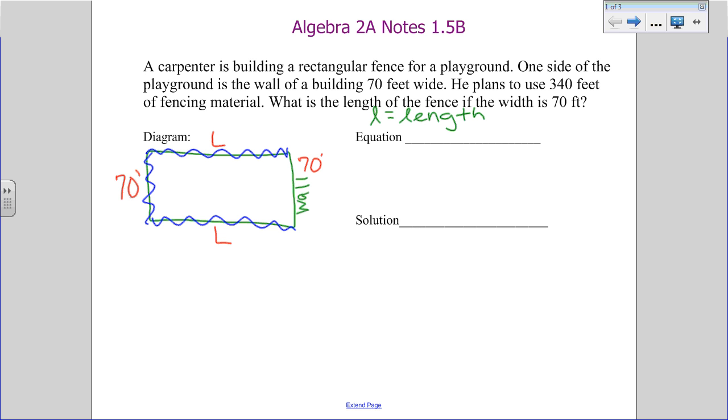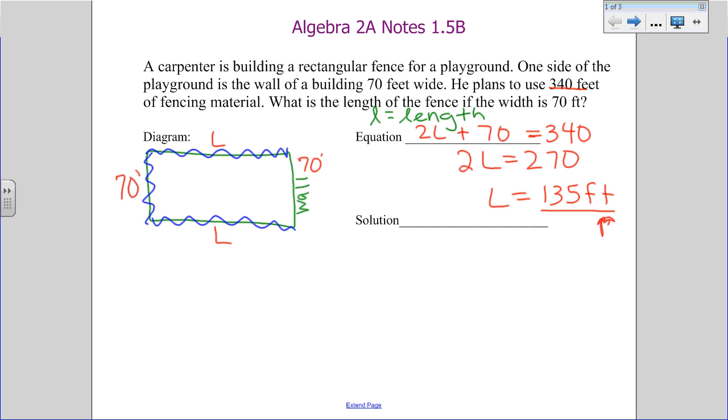So let's take a look at the equation. We have this total amount of fencing. We have 340 feet. And that 340 feet, it's kind of like the wrapping box problem. It goes around 2 L's and then a 70-foot section, and that equals our 340 feet. So we can go through and solve. We subtract 70 from each side. We go through and divide by 2 on that. And we get a length of 135 feet. Notice we have labels. Let's not leave those off. We're being complete and thorough in our problem solving.